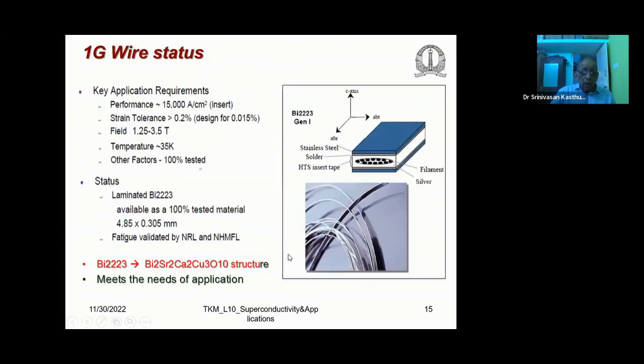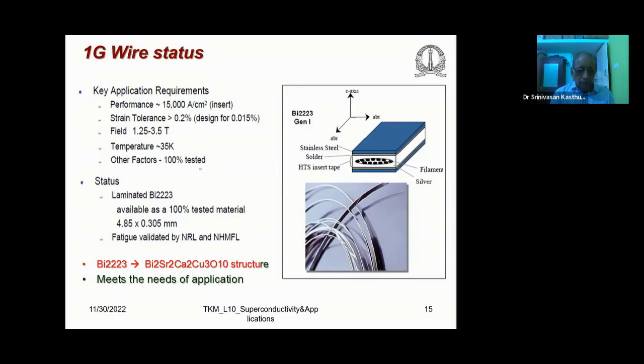Now the status of 1G wires is that the key application requirements are: performance is 15,000 amperes per centimeter square. So you can see the superconducting wire arrangement. The strain tolerance is greater than 0.2%. The design value is 0.015%. It can be useful for magnetic fields up to 3.5 Tesla, and a temperature of the order of 35 K is required, and all the other factors are 100% tested.